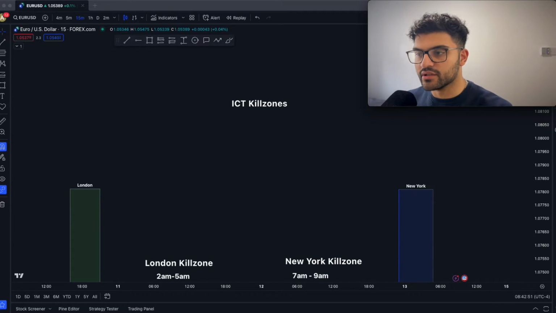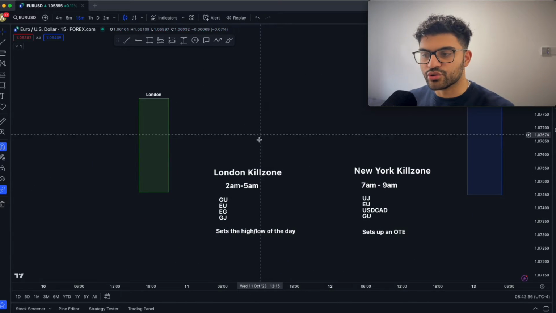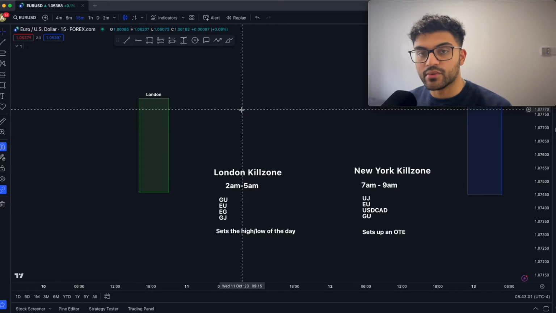But let's get into the London kill zone first. So what is the London kill zone? The London kill zone occurs between 2 a.m. and 5 a.m. New York time.